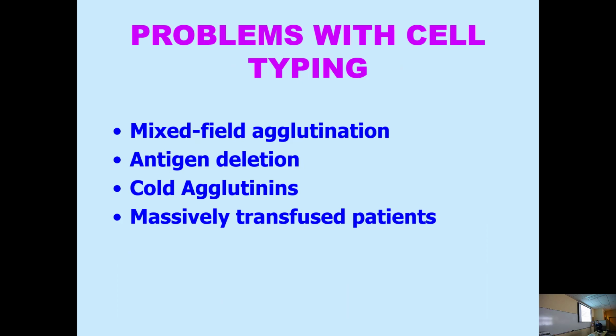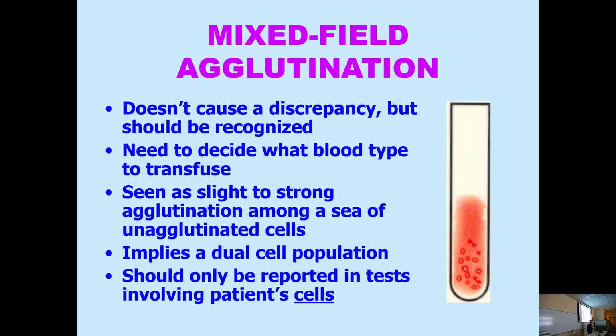So problems with cell typing. Now this is the other side of it. Things we see with the cell problem: mixed field agglutination, antigen deletion, cold agglutinins, and massively transfused patients. So mixed field agglutination doesn't actually cause a true discrepancy, but it really needs to be recognized. We have to decide what type of blood to transfuse. And if you're dealing with a mixed field, you're dealing with somebody who has their own blood plus donor blood. So you got 2 different blood populations in the body. When you have the 2 different blood populations in the body, now I've got 2 different blood populations in my tube.